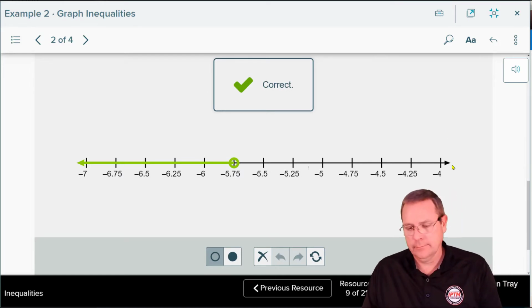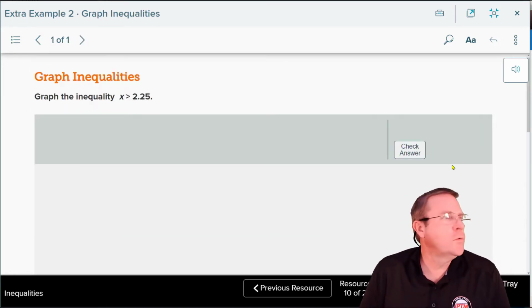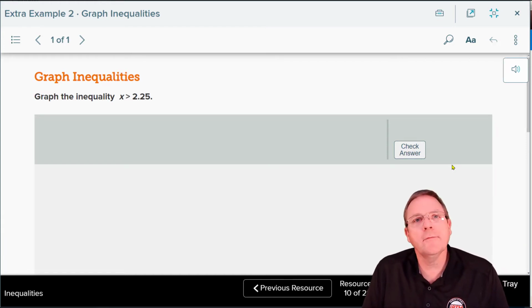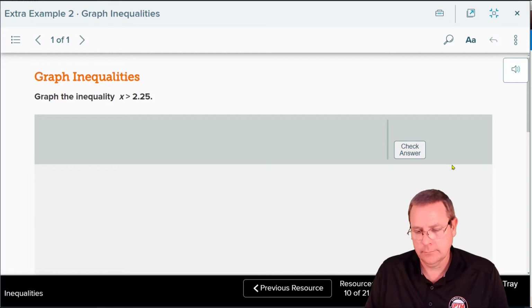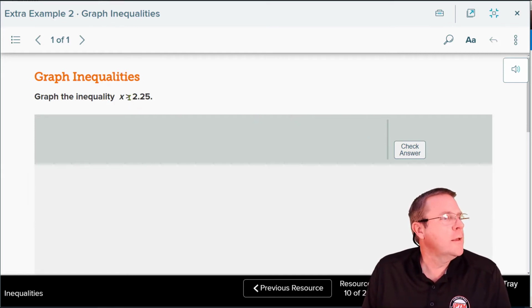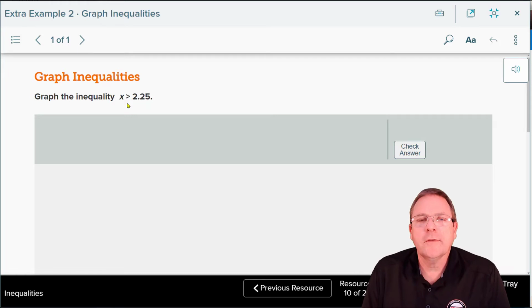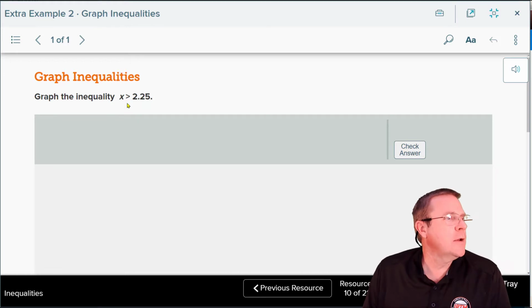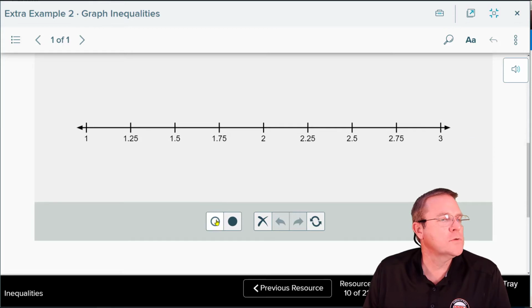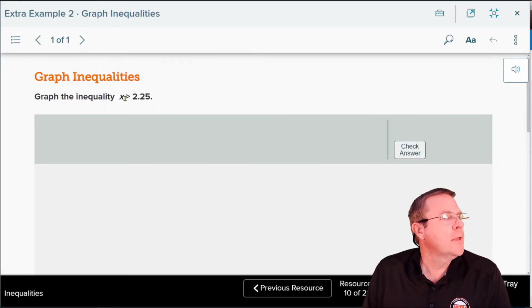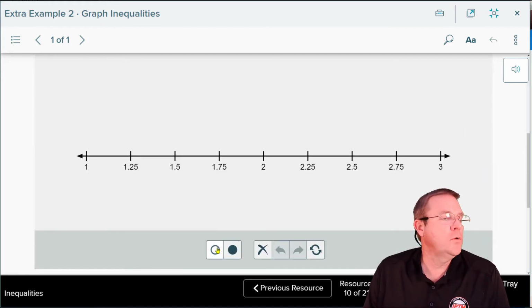Easy math. And now it's going to be your turn to do one with extra example 2, where you're going to graph the inequality x is greater than 2 25/100. Pause the video and do this, please. Alright, so we have not or equal to. It says x is greater than it, but it is not or equal to it. Since it's not or equal to it, I'm going to choose an open circle. It's bigger than it, so it's going to go to the right of 2 25/100.